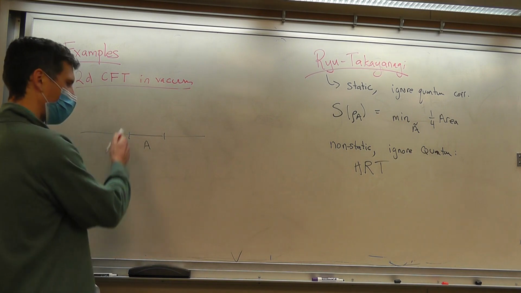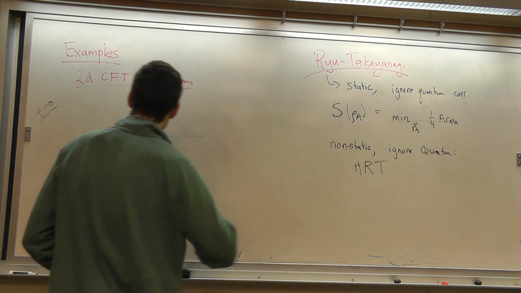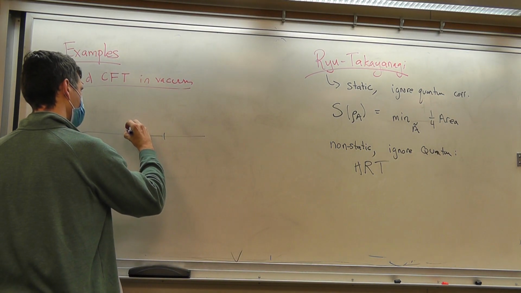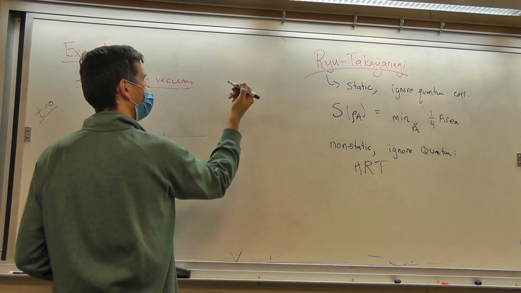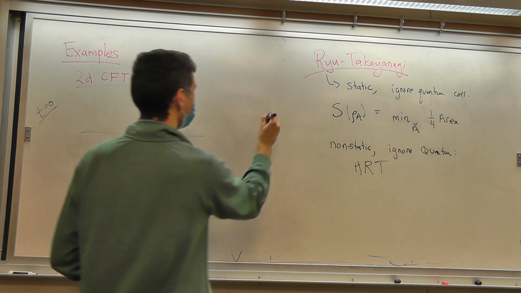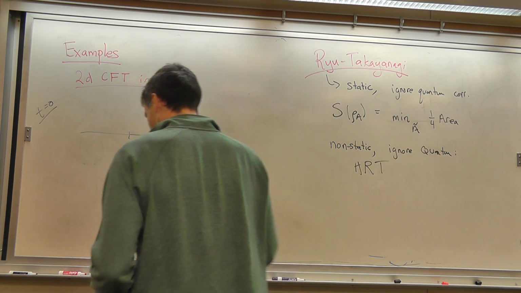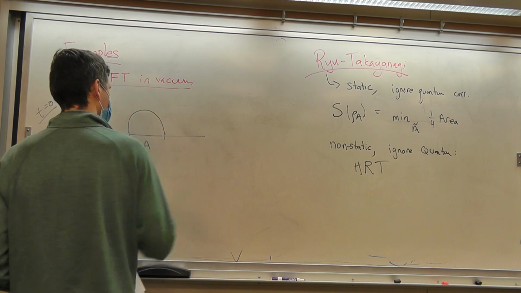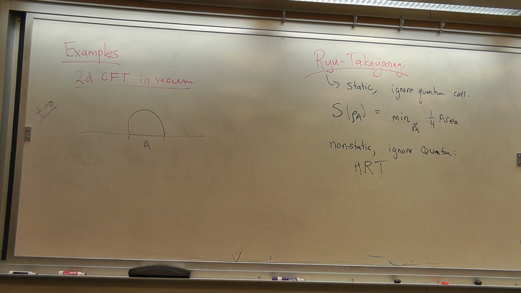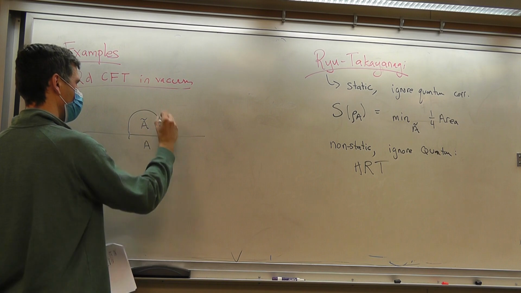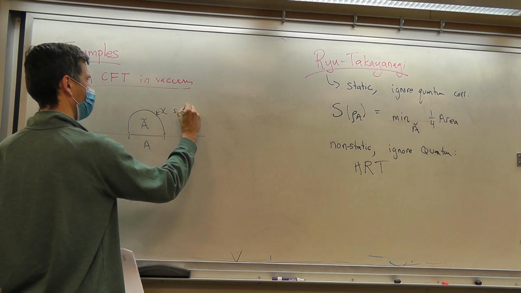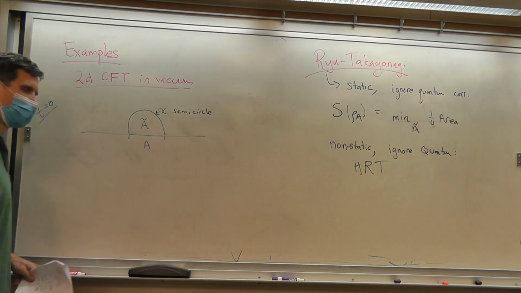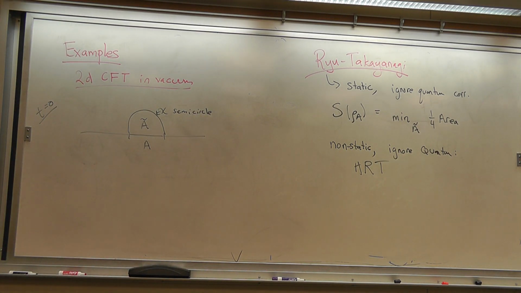That means that all we have to do is solve the geodesic equation. The geodesic in hyperbolic space is a semicircle. So A tilde is this region, and chi is the semicircle. That's the Ryu-Takayanagi surface, HRT surface, quantum extremal surface. Well, the quantum extremal surface differs from this one by an order h bar amount.